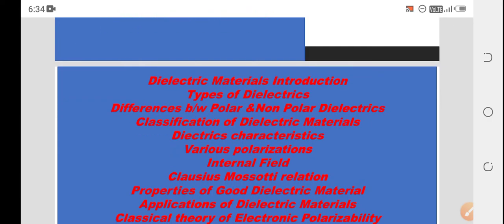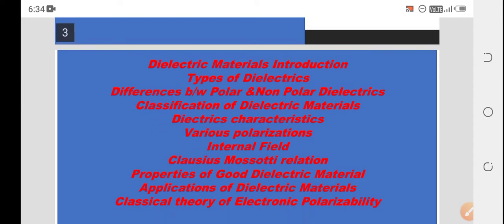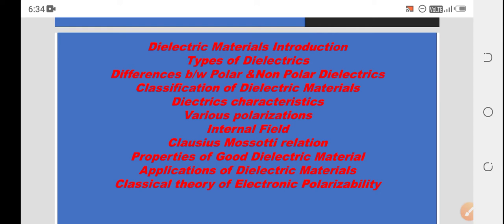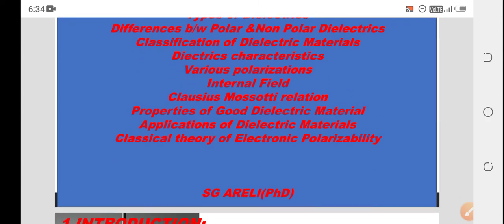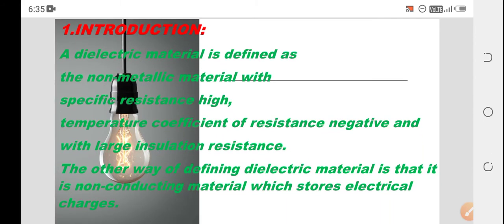Dielectric materials interaction, types of dielectrics, difference between polar and non-polar dielectrics. Classification of dielectric materials, dielectric characteristics, various polarizations, internal field, classes, Mossotti's relation, properties of a good dielectric material, applications of dielectric materials, classical theory of electronic polarizability. So these are the topics we are going to cover in this session. Let's see what is interaction.